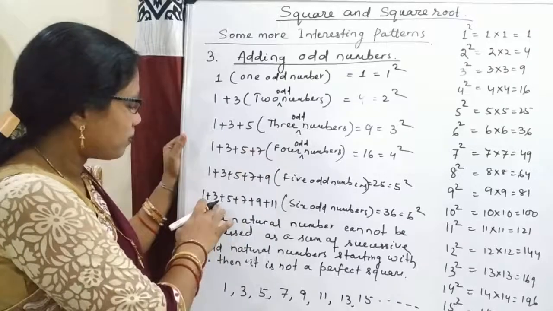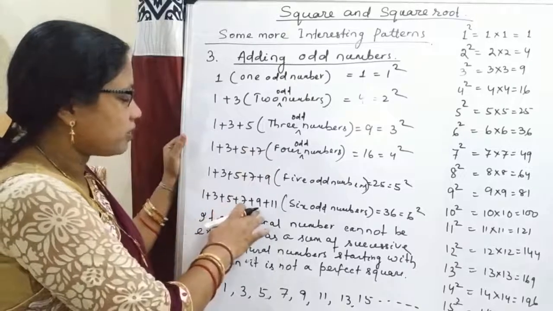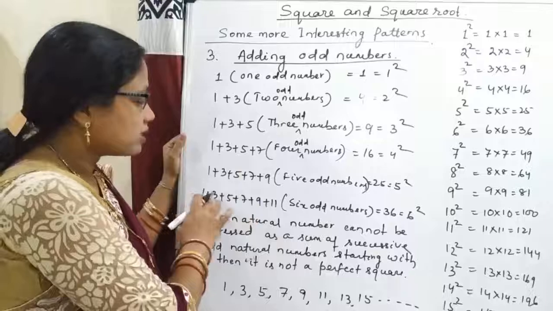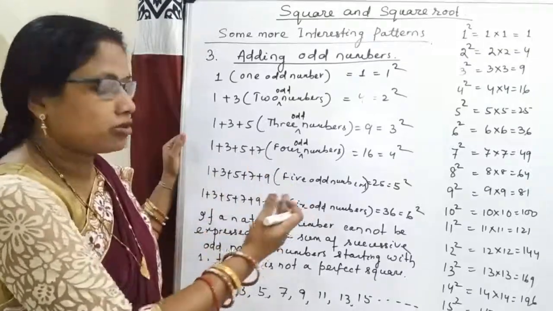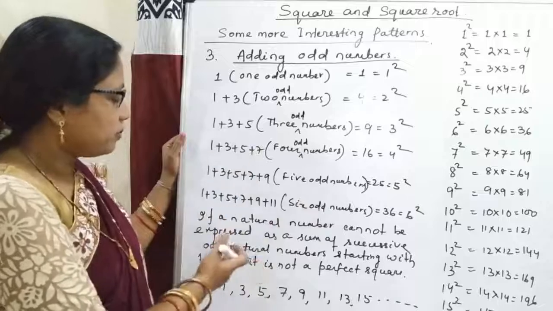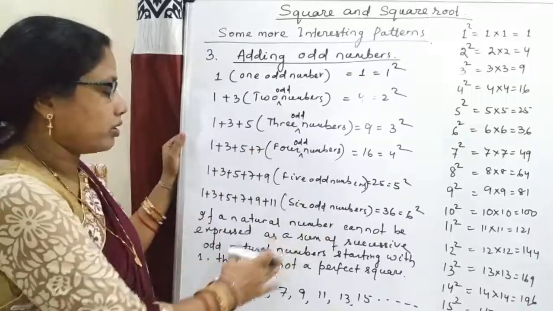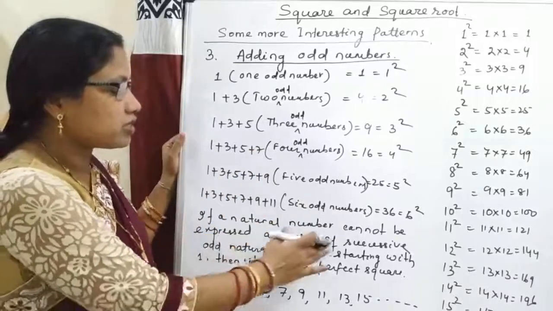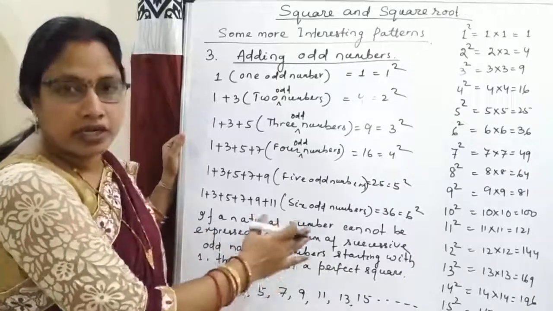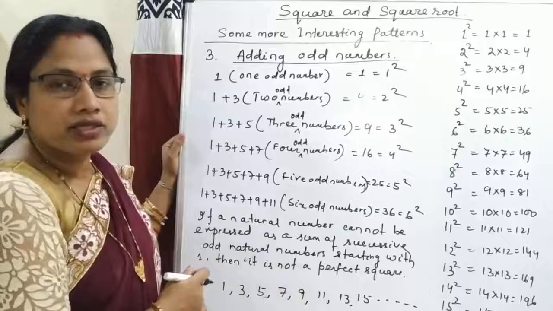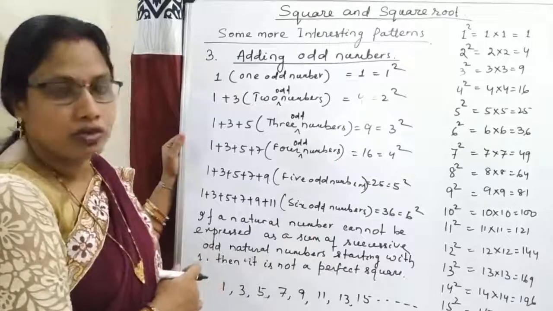Then here 1 plus 3 plus 5 plus 7 plus 9 plus 11. 6 odd numbers are added. So this is equal to 6 square, that is equal to 36. That means if a natural number cannot be expressed as a sum of successive odd natural numbers starting with 1, then it is not a perfect square.